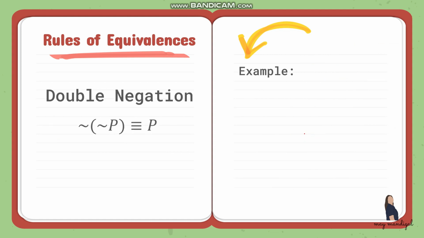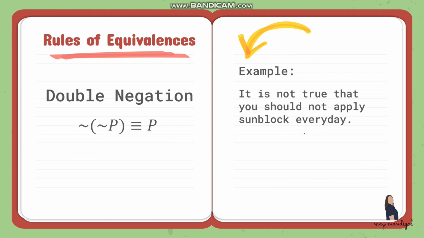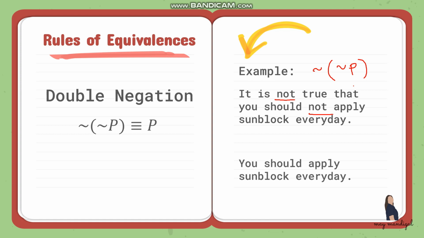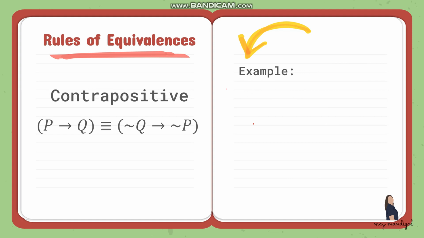Now for double negation, it's the same as when there are two negative signs when we're dealing with integers or numbers. So if you negate a negation, that is double negation, you just go back to the original statement, which is P. So for example, it is not true that you should not apply sunblock every day. As you can see in this statement, we have two negations. So if we apply the rule for double negation, it is just the same as you should apply sunblock every day.